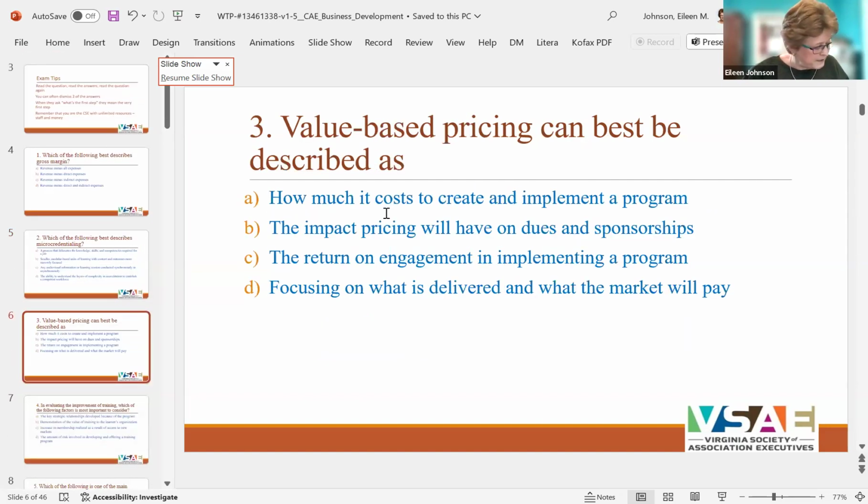Value-based pricing. I can take it. Okay, thank you. Value-based pricing can best be described as A, how much it costs to create and implement a program. B, the impact pricing will have on dues and sponsorships. C, the return on engagement in implementing a program. Or D, focusing on what is delivered and what the market will pay.